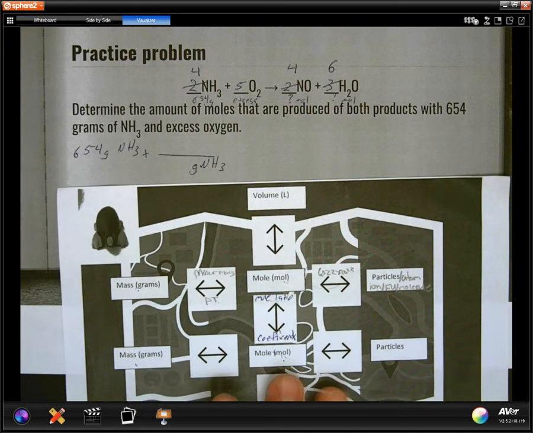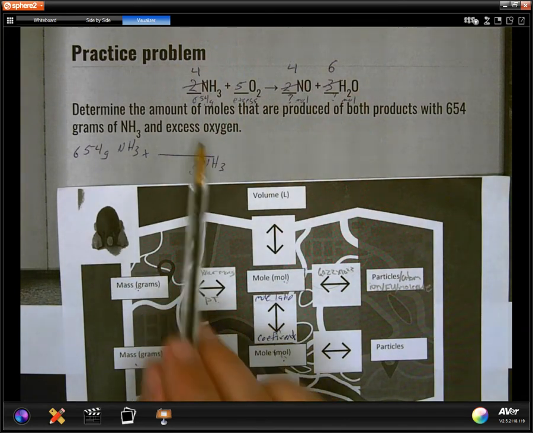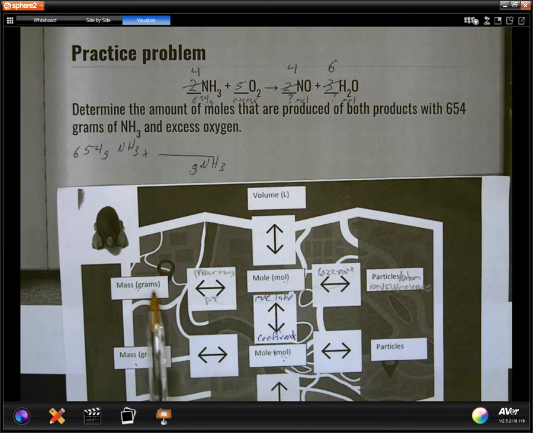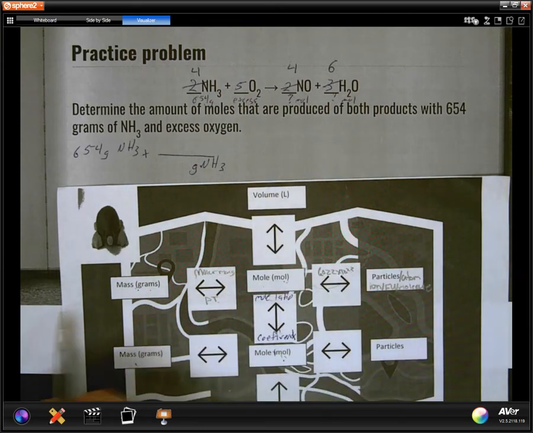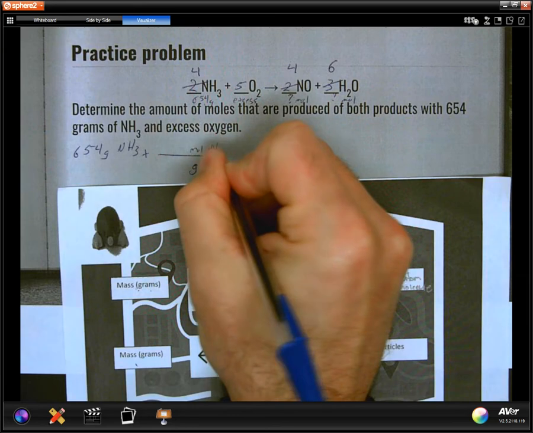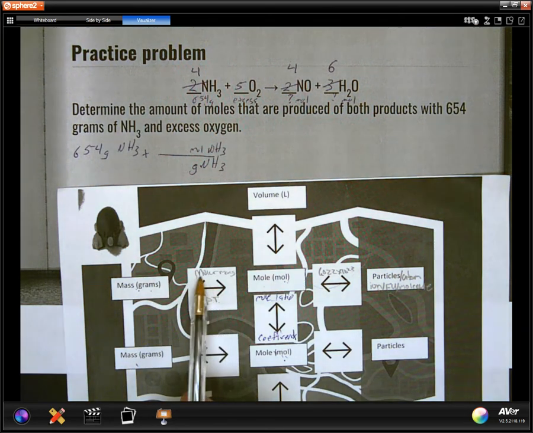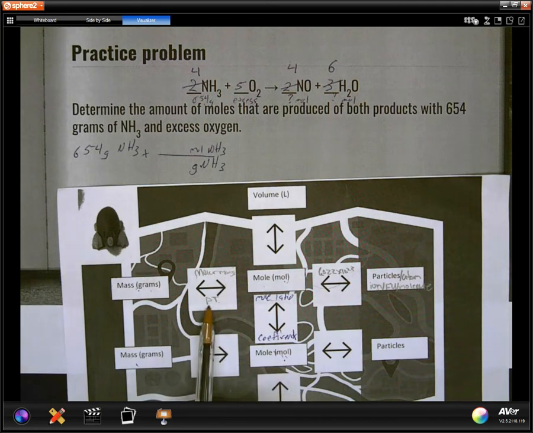So what we see is I am in grams, and I want to convert to, well, what's the only place I can convert to? The only place I can convert from grams is to moles. So I am on the same line, so these are going to be the same chemicals. So I'm going to go from grams of NH3 to moles of NH3. And now I have to find that conversion factor. Well, that's called the molar mass, and that's found on the periodic table.